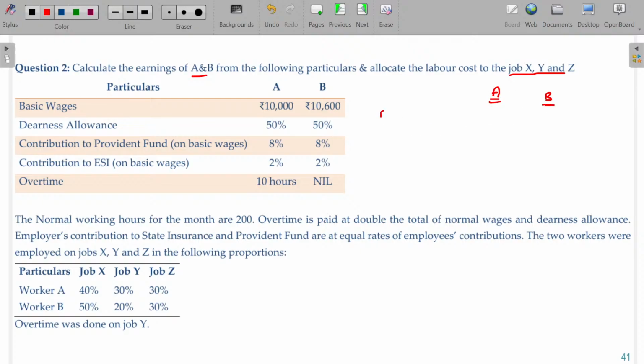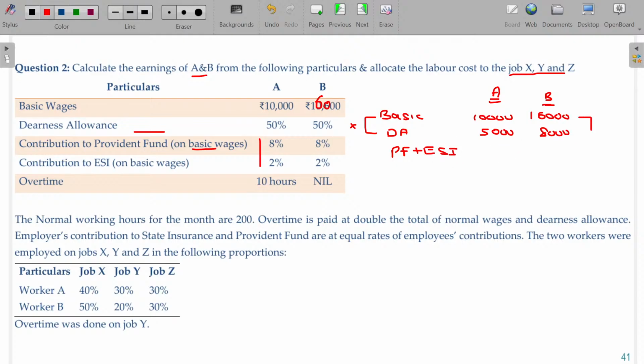Basic wages 10,000 and 10,000. You can change this into 16,000. DA allowance, DA being 50% on this, 5,000 and 8,000. PF and ESI being 10% on basic. PF and ESI on the basic 10%. 1,000, 1,600.